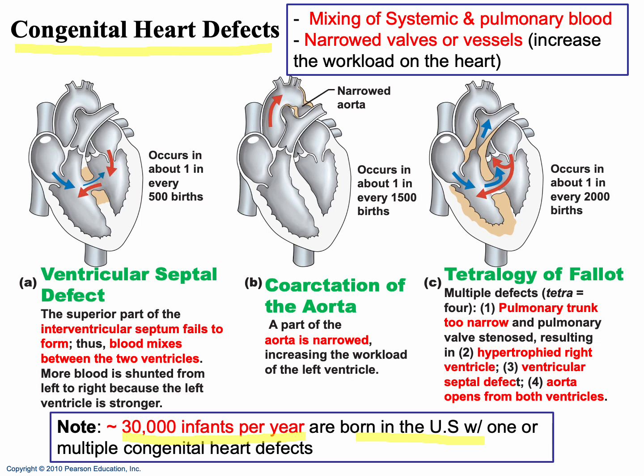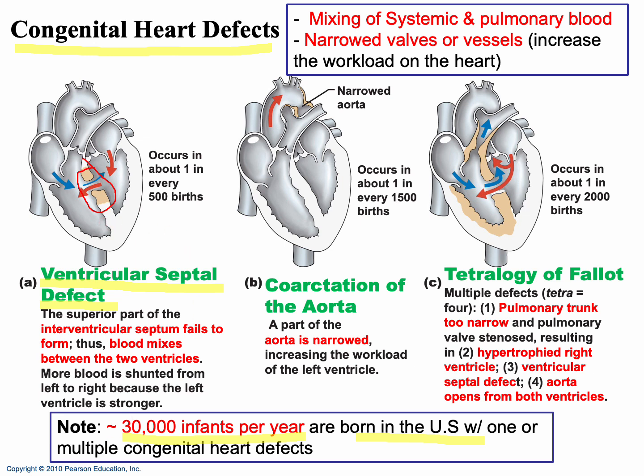So we'll take a look at these different defects. The first one, letter A, is the ventricular septal defect. What happens here is the interventricular septum wall fails to form right here. So you literally have mixing of oxygen-poor and oxygen-rich blood.